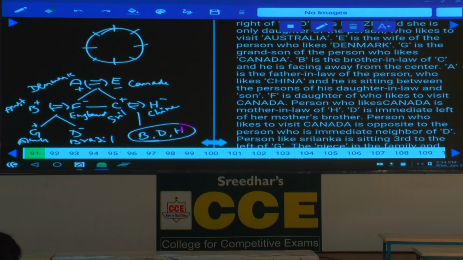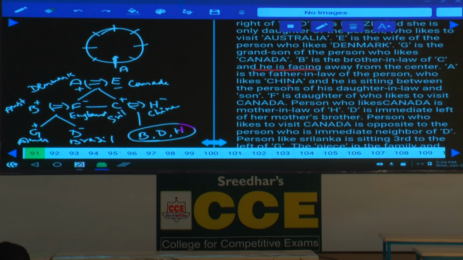Now B is the brother-in-law of C and he is facing away from the center, clearly given, isn't it? As B is the brother-in-law of C and he is facing away from the center. And A is the father-in-law of the person who likes China and he is seated between the persons and so on. Now, sir, as this A is the father-in-law, is this A facing inward or outward? Inward. Now, can we fix this A at this place or not?